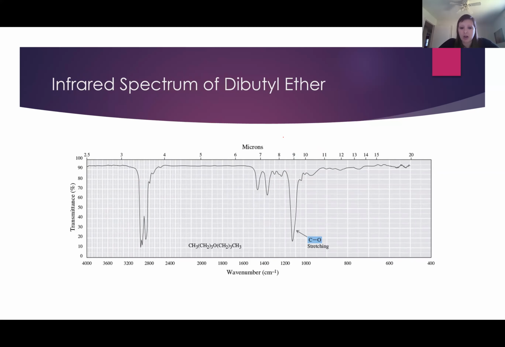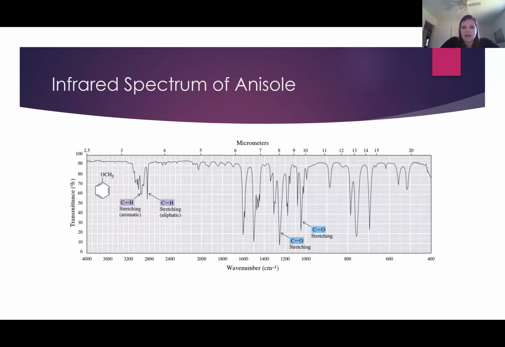Ethers are distinct in that they have this CO stretching, and this is also present in esters, but esters will have another C double bond O bond. You see again that CH2 bending and stretching here and here, but the distinction here is that you have the CO stretching of an ether. Here's an aromatic ether. So you get your CH stretching, and then you have 2 different CO stretchings here. That's not because there are 2 CO bonds, it just shows up in 2 different places.